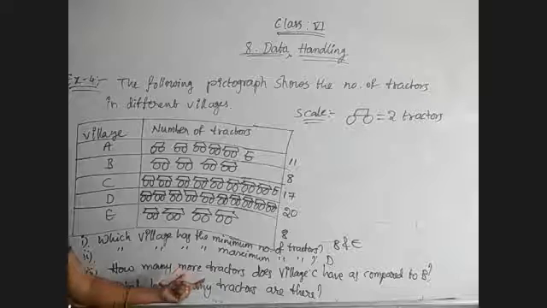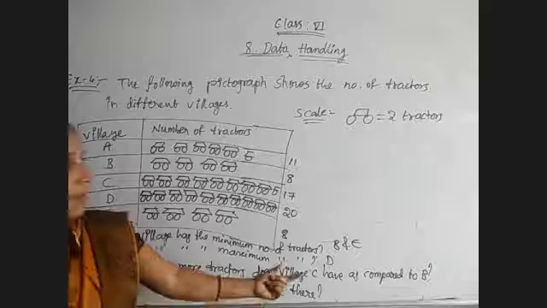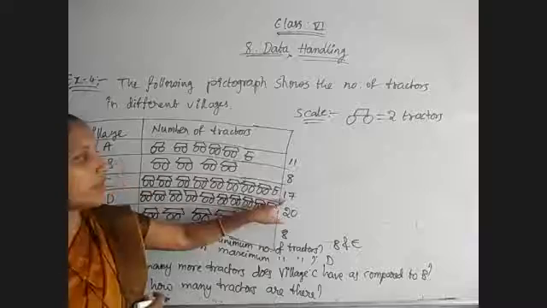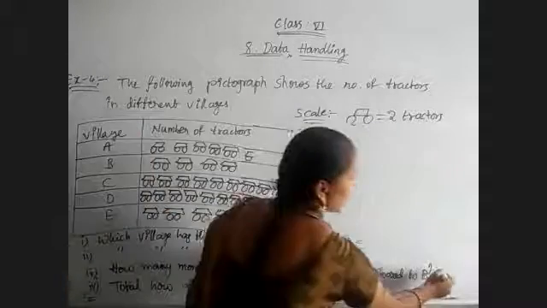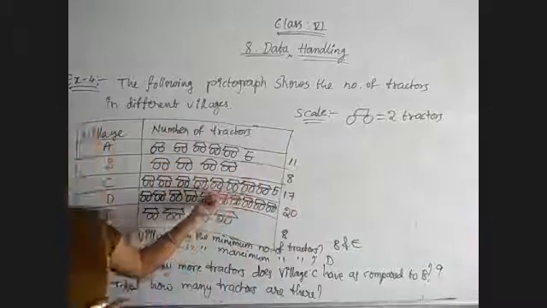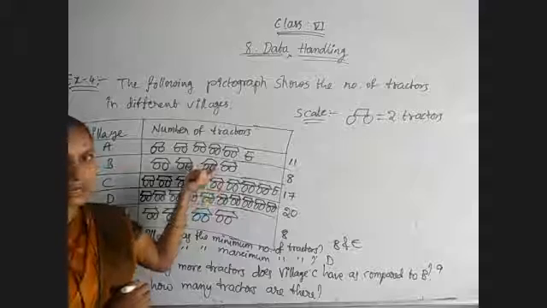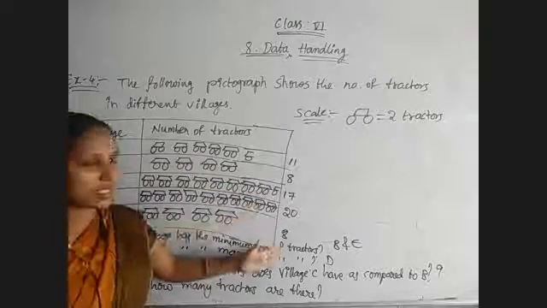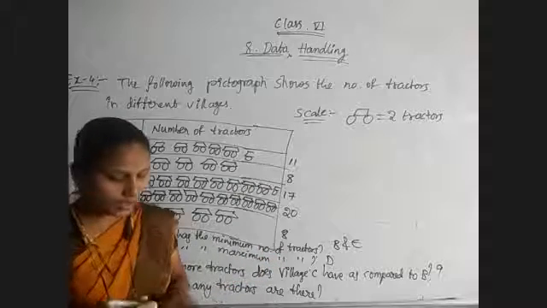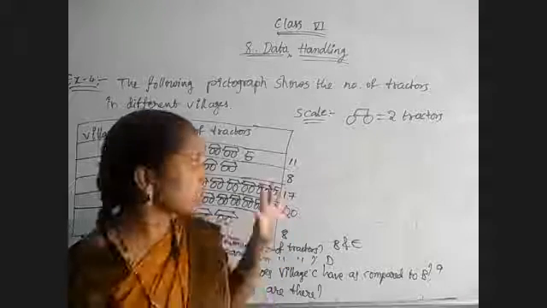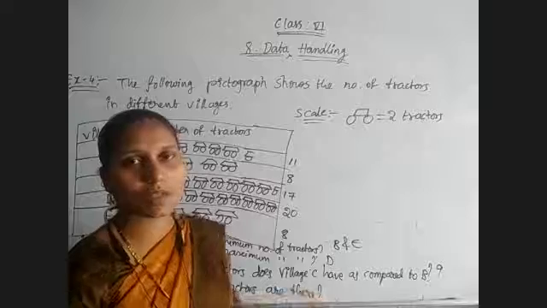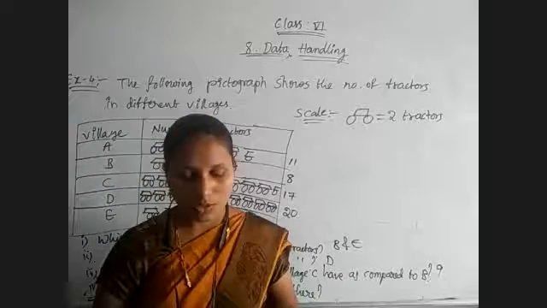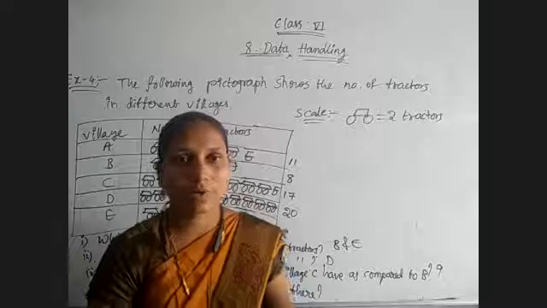How many more tractors does village C have as compared to village B? What is the difference between those? 17 minus 8. 9 tractors are more in village C than village B. And last, total how many tractors are there? Add all these numbers and write the value. That's all. So when a pictograph is given, we need to study the pictograph and answer the given questions. If information is given, we have to draw the pictograph. Okay. So tomorrow we will see the exercise problems in pictographs.